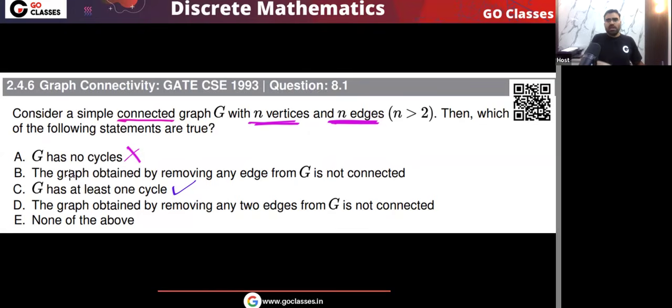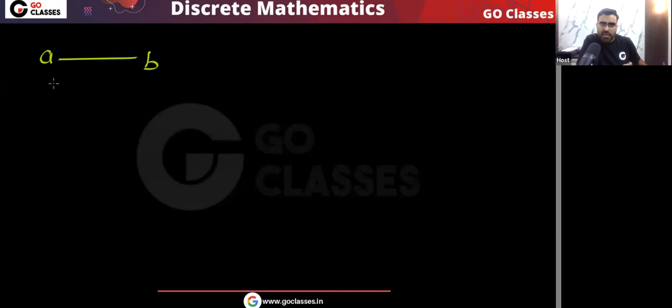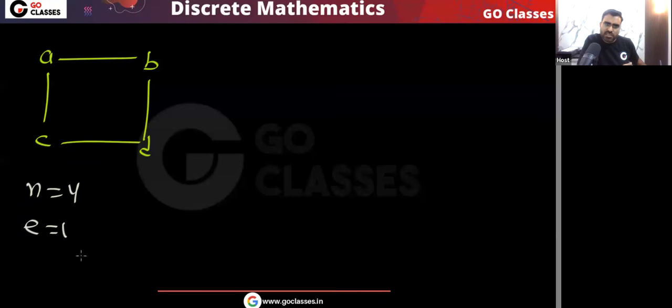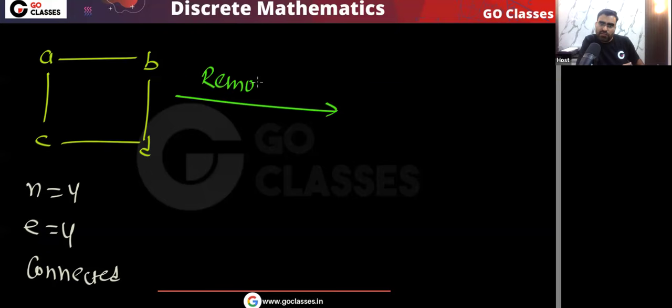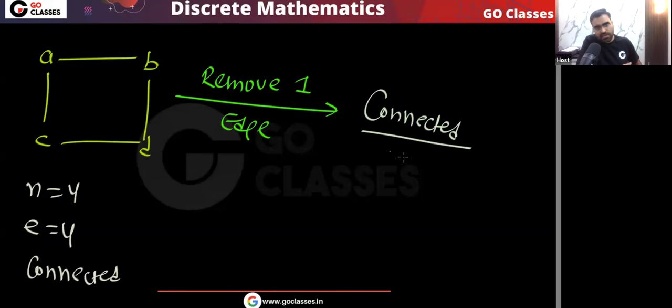What about option B? The graph obtained by removing any edge is not connected. This is also not true. I can give you a counter example. Consider this A, B, C, D. Here you can easily notice that the number of vertices is 4, the number of edges is 4, and this is connected also. Whatever edge you remove, if I remove one edge, then also I will get a connected graph. That is the reason I can say this is the counter example for option B.